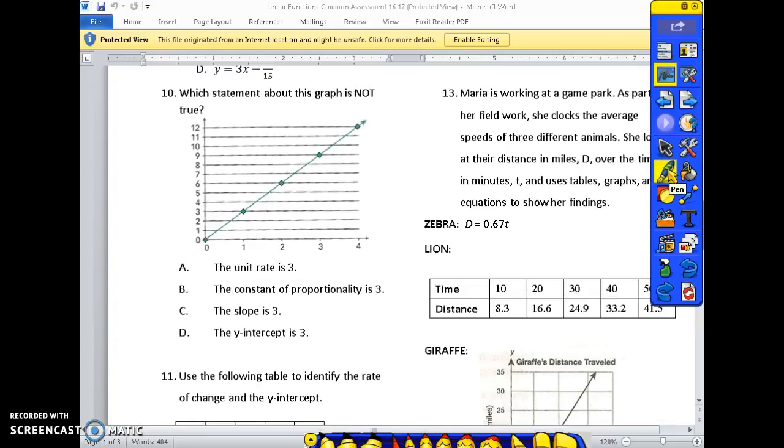Which statement about this graph is not true? Well, I'm going up 3 and to the right 1, so my slope is 3. Slope is the same thing as constant of proportionality or constant rate of change, so it can't be that. Slope and constant rate of change is the same thing as unit rate, so it can't be that. The y-intercept is 3. The graph crosses at 0. The y-intercept is not 3, so D is not true.